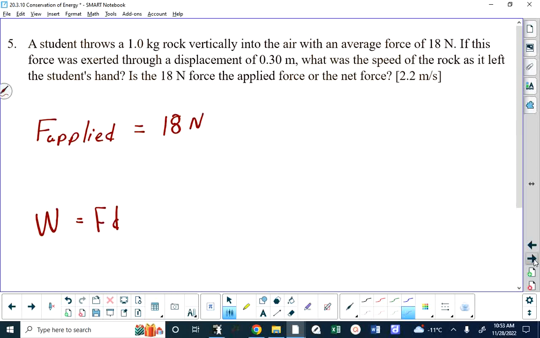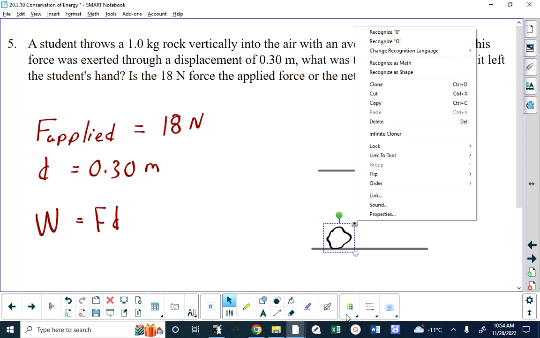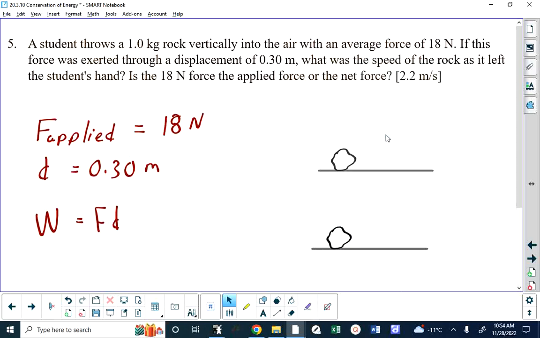Okay. So let me write down what the displacement is. The displacement is 0.3 meters. We have the ability, since you know the applied force and the displacement, you can figure out the work done. Now, here's where the rock starts, and here's where the rock ends. So this is the rock. I'm not going to bother trying to draw the person's hand. They're holding the rock. They apply a force with their hand around the rock over that distance, and then they let it go at that point. So what kind of energy does the rock have here?